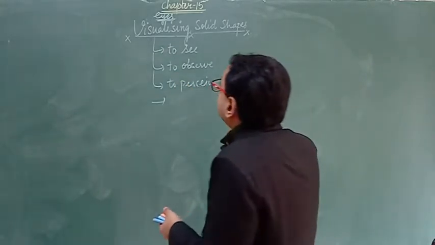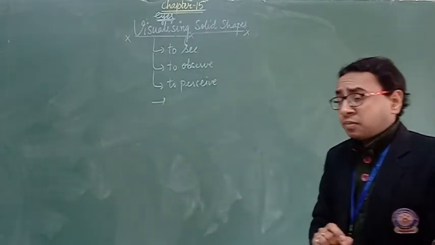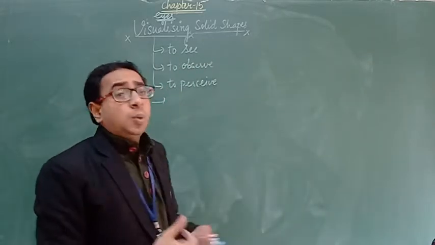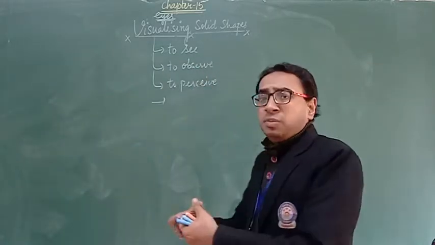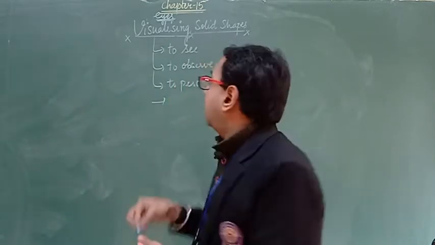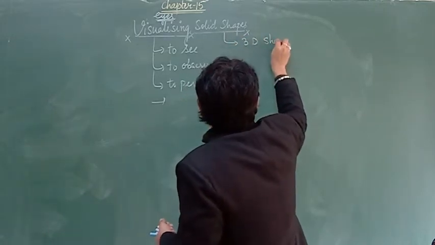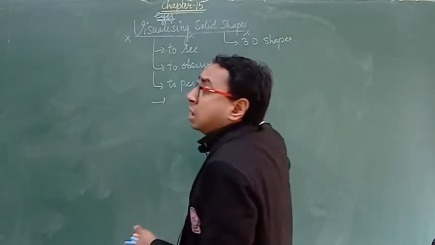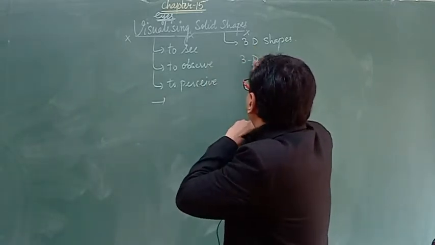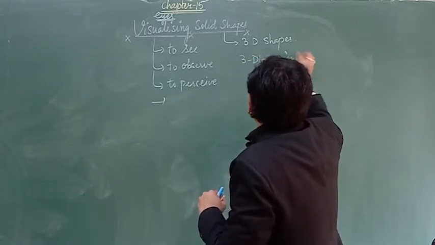Let us understand what you mean by solid shapes. Shapes, and after shapes we have added an adjective, solid. What does it mean? Solid means heavy. Is it so? No. Understand, solid shapes means 3D shapes. What do you mean by 3D shape? 3D means three-dimensional shapes.